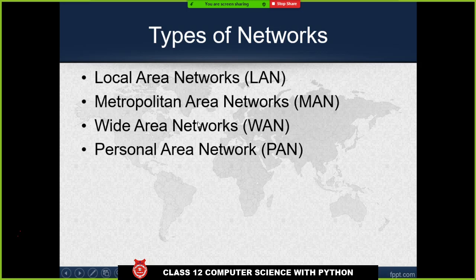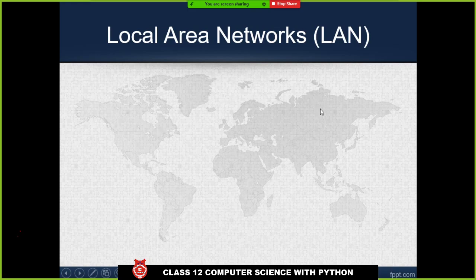I want you to remember the full form. When I say what is the full form of PAN in related to computer networks, it means personal area network, not permanent account number, which is in real life, right? PAN card or something like that. So let's study these things in details.